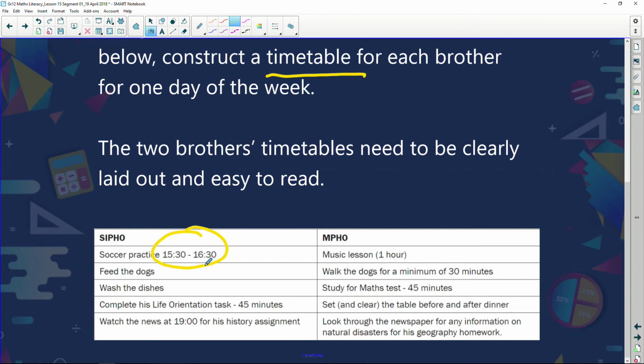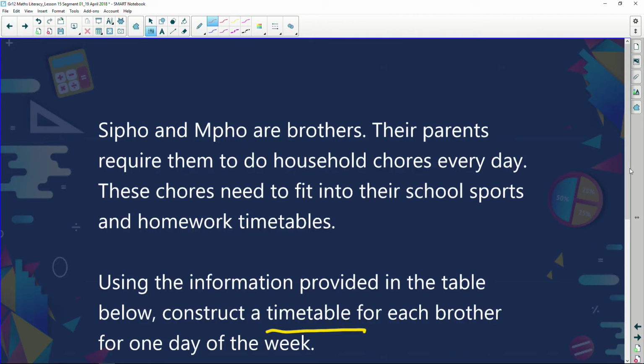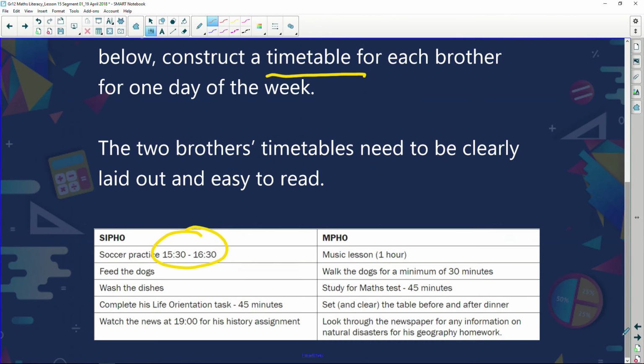So let's go and look at Sipho's timetable, and we've got to put that in straight away. Okay, and I've got a timetable here for Sipho, and straight away we can see 2:30 to 3:30 he returns from school and has lunch. Now, from 3:30 to 4:30, he has to go to soccer. He cannot avoid that.